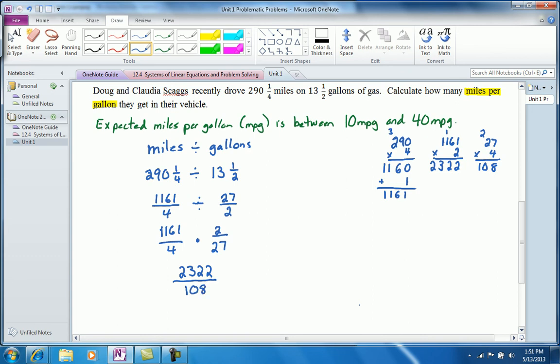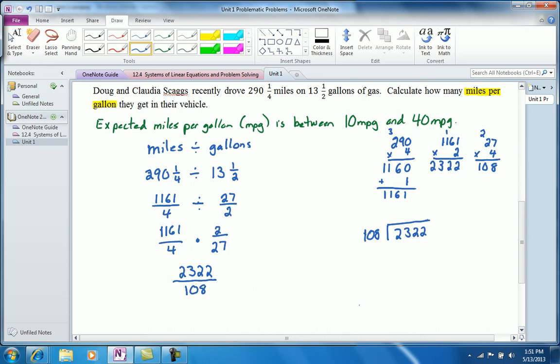So I've gotten 2,322 over 108. Although this is the right answer, it's not in simplified form. So let's simplify this and then we'll have our answer. I'm going to simplify it by converting it back to a mixed number. I'm going to divide 108 into 2,322.